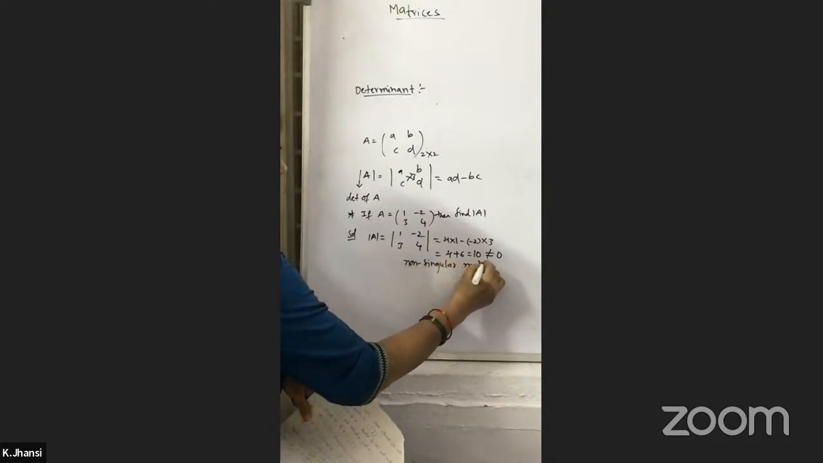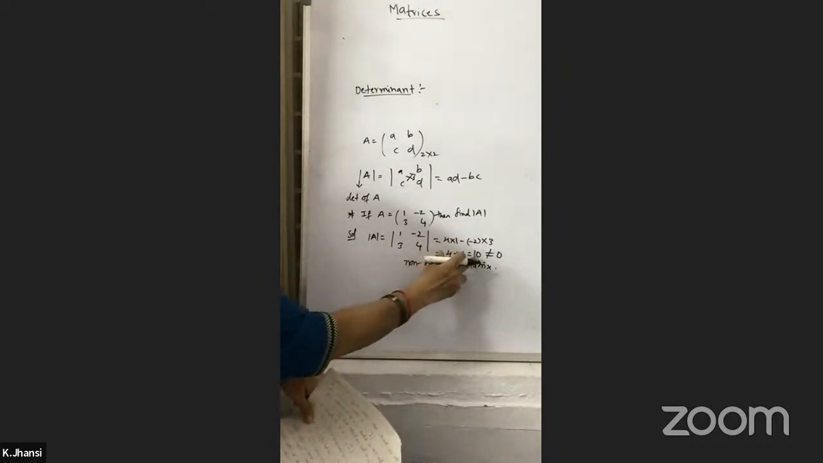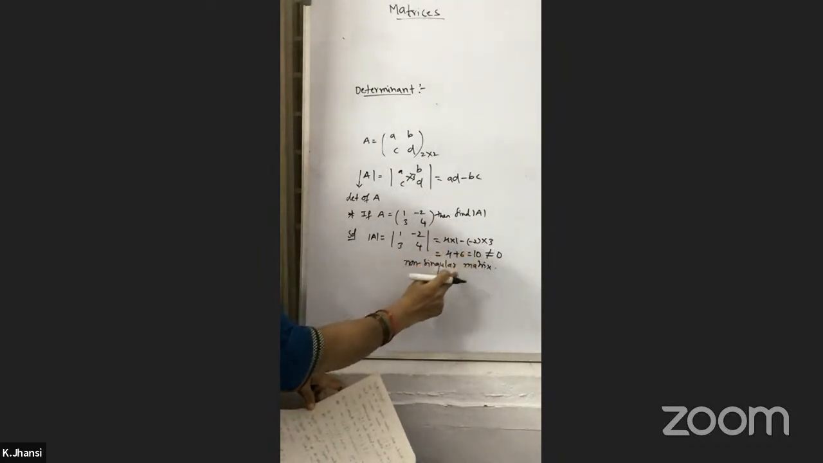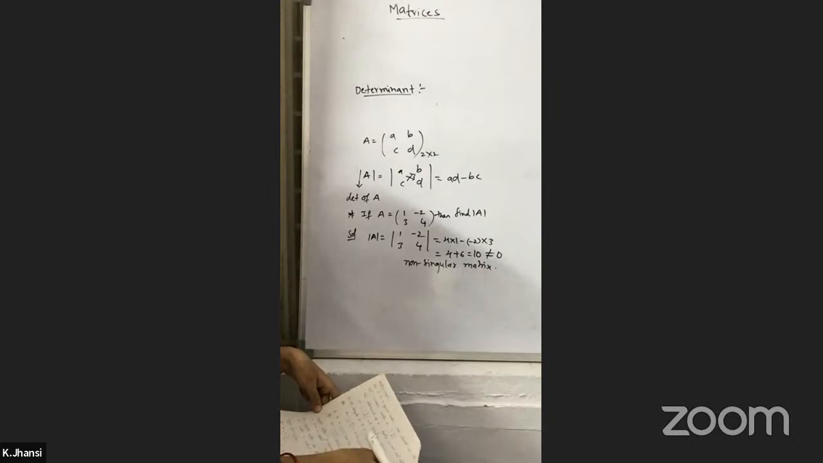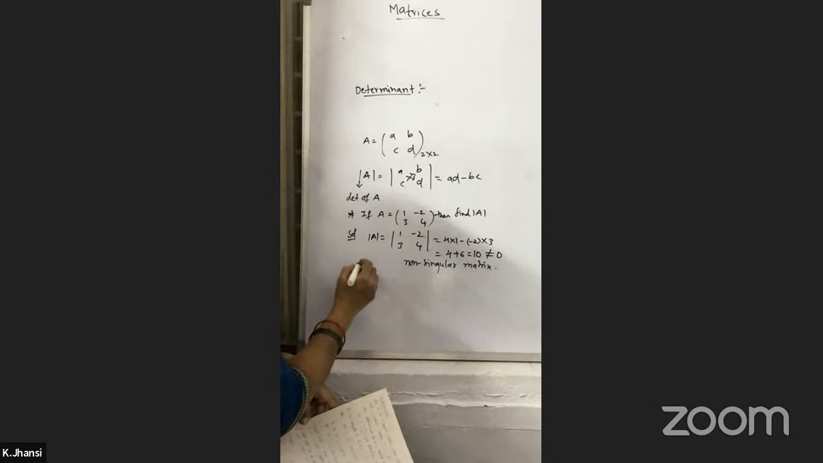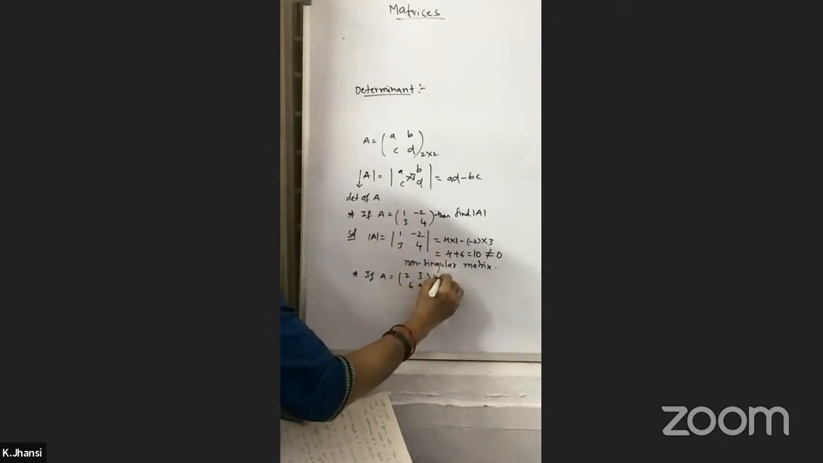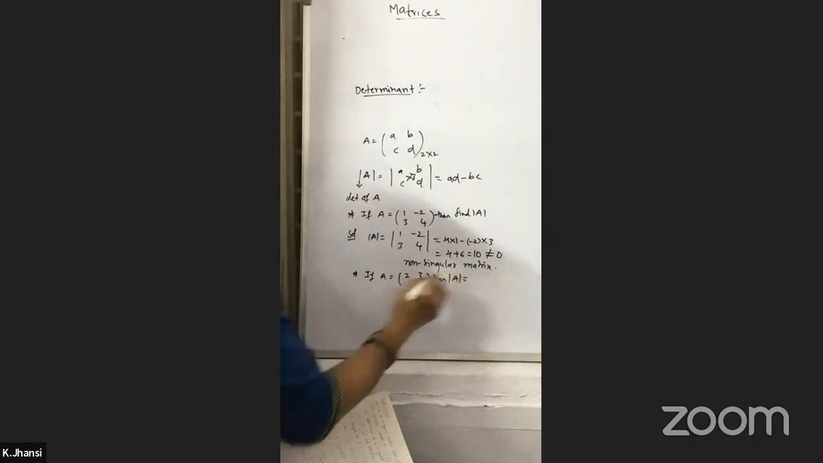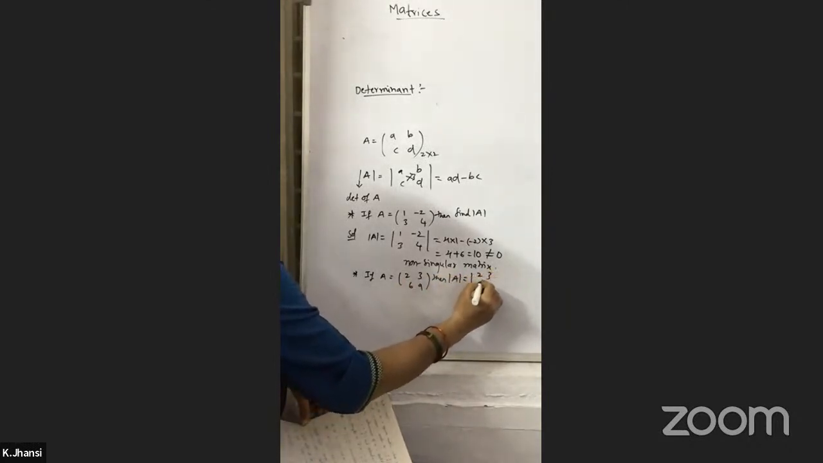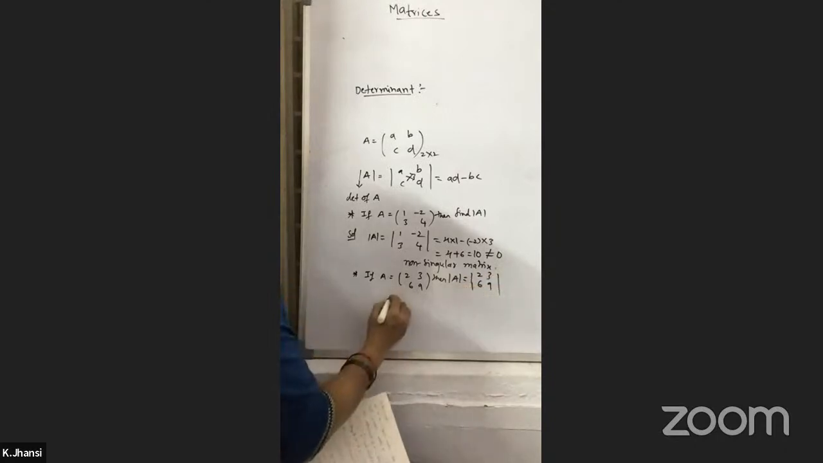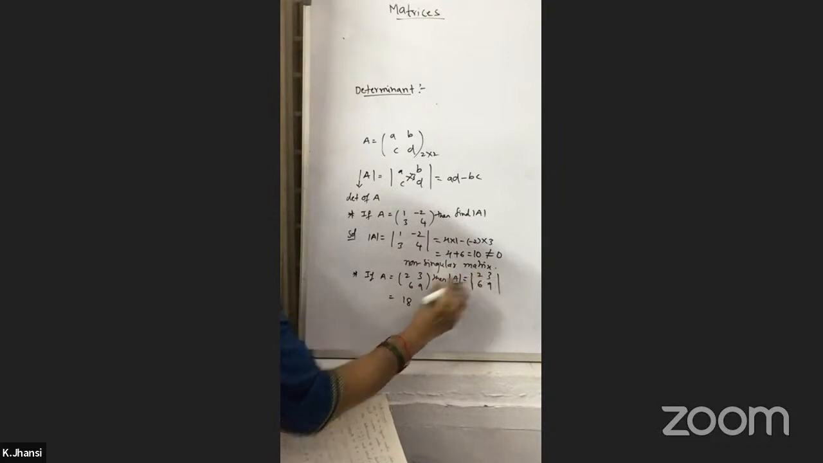Non-singular matrix. When you are not getting the value as 0, then such a type of matrix is called a non-singular matrix. Let's see one more example. If A equals 2, 3, 6, 9, then the determinant of A is the determinant of 2, 3, 6, 9. So it equals 9 2s are 18, minus 6 3s are also 18.